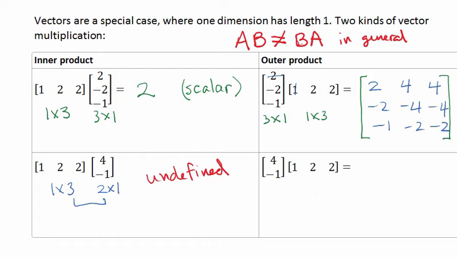However, you can always take the outer product. So the outer product here is 2 by 1 and 1 by 3. And so in fact that is well defined, and the answer is 2 by 3. And again, we just take all the possible pairwise products between the two vectors.